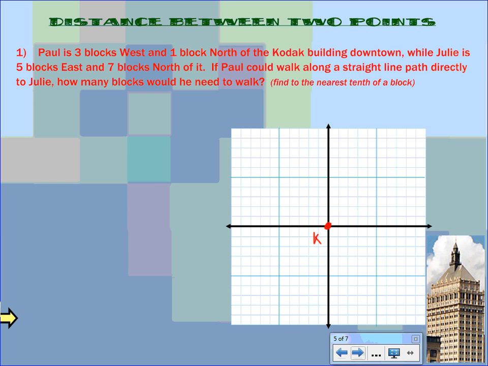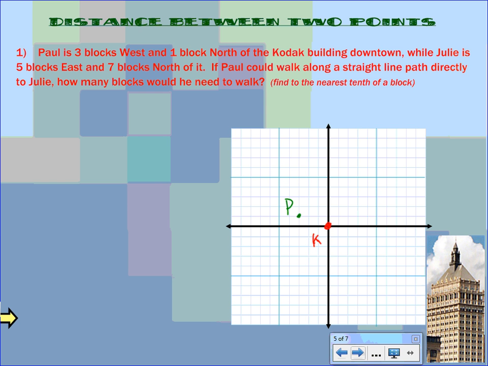Now, I want to find where Paul and Julie are. So Paul, we know, is 3 blocks west and 1 block north of the Kodak building downtown. So I start at the origin, and I count 3 blocks west, so I go 1, 2, 3 blocks west, and then we want to go 1 block north. So there's Paul. 3 blocks west and 1 block north. There's Paul.